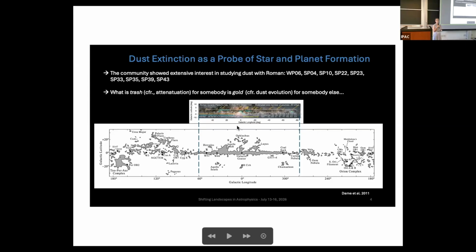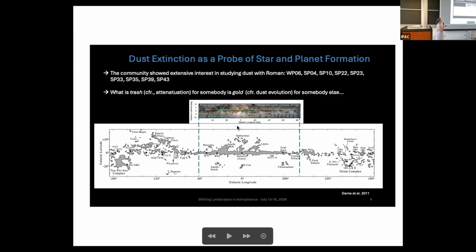Now, I should say straight away that dust is a nuisance for many people, like trash, something you want to get rid of. It's the attenuation that you need to correct for when you study your favorite galaxy and you want to derive star formation, for example. But for other people, like me, this is my gold mine. Because from looking at dust and the dust properties, you can derive lots of information, especially about star-forming regions, and so derive information about how stars and planets form.